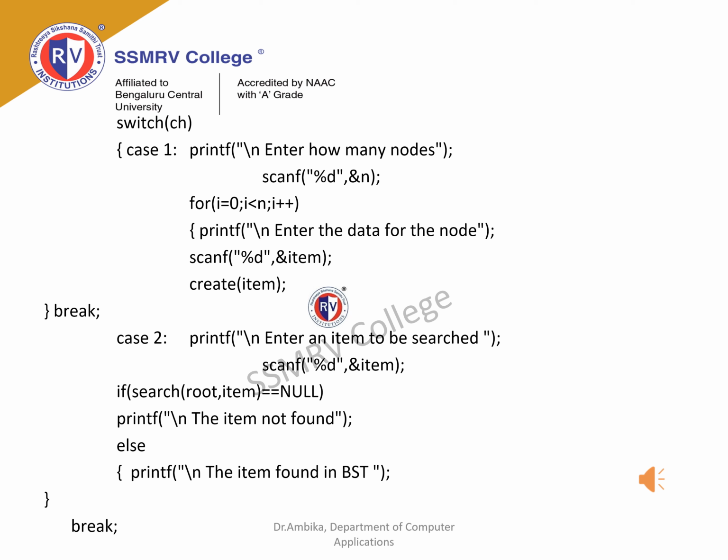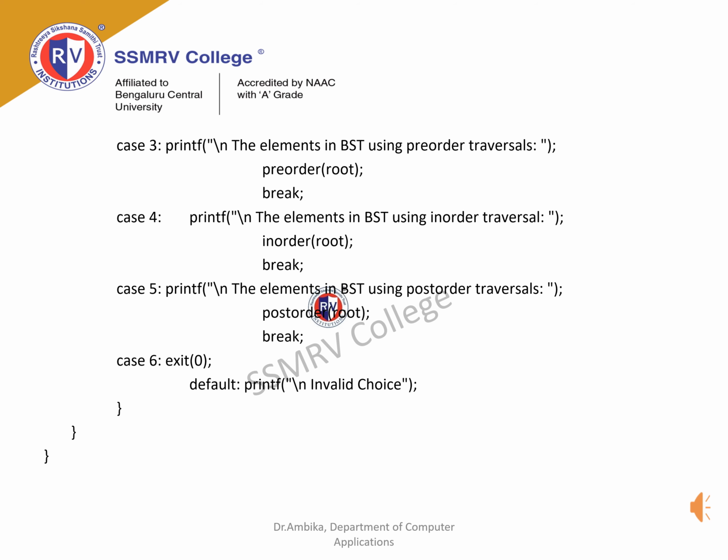In the second case, the user is prompted to enter the search element and the same is passed as a parameter to the search function. Depending on the returned value, the appropriate message is displayed. The third case displays the elements in the pre-order traversal, the fourth case in-order traversal, and the fifth case in post-order traversal. The sixth case is used to exit from the program execution. If the number entered by the user is greater than 6, the default statement is displayed.